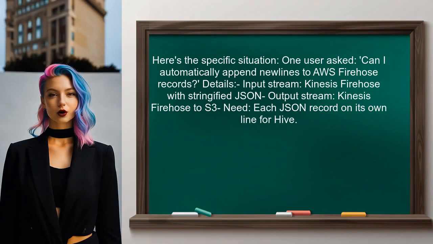Let's break down the situation. One user reached out with a specific question: can I automatically append new lines to AWS Firehose records? They explained that their input stream is a Kinesis Firehose taking stringified JSON values, and they need each JSON record to be on its own line for Hive to process it correctly. Sound familiar? Let's explore this together.